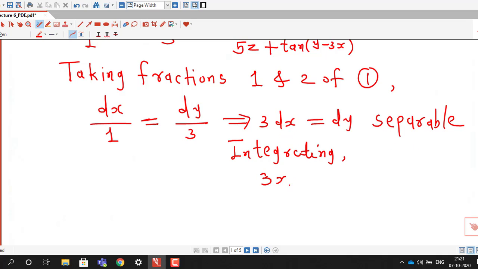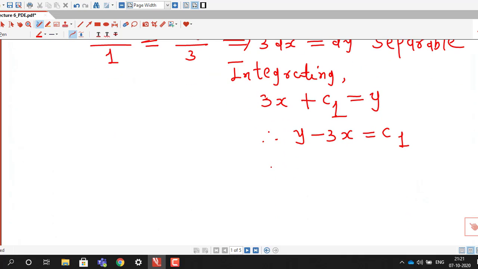So it is 3x plus some arbitrary constant equal to the integral of dy, which is y. It is not necessary that you put the arbitrary constant on the right hand side. It is our choice. We can put it either on the left hand side or on the right hand side. So from this I obtain y minus 3x equal to c1. Therefore the first solution of the Lagrange auxiliary equations is u equal to y minus 3x, which is equal to c1.